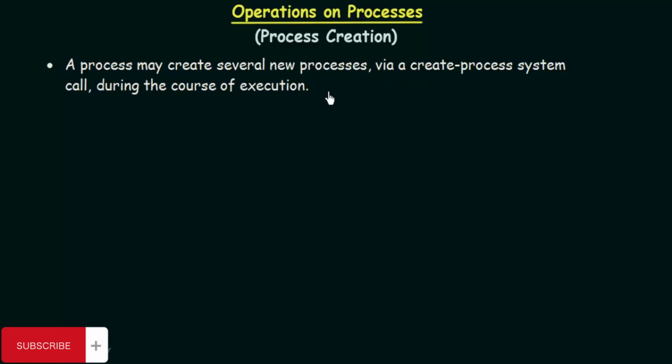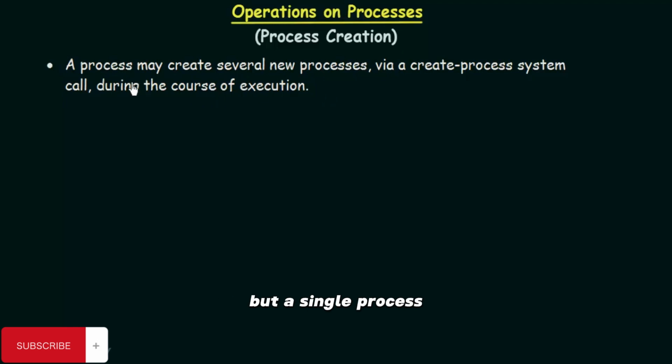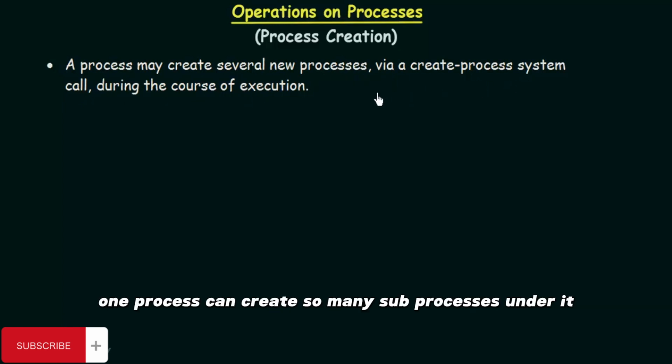So when we have been studying processes in the last few lectures, we have seen that there is not only one process, but several processes running in the system. And all these processes are not created individually by the user, but a single process can create several new processes under it via a create-process system call. Using this system call, one process can create many sub-processes, and this can happen during the course of execution.